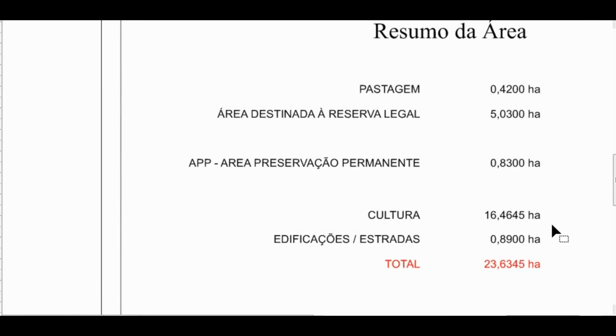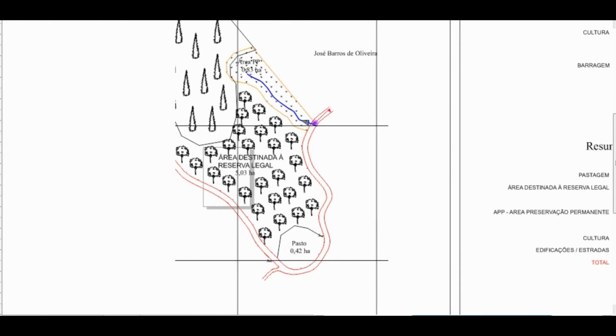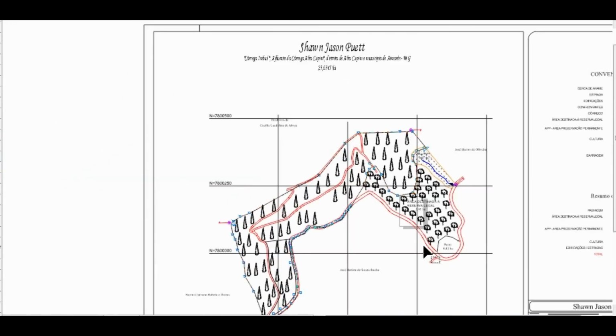So this is the cultured area, and these two together are our PPP areas of permanent protection. This is a pasture area, and so we have also roads that are destined to 0.89 hectares. And giving you an idea of the image of the plantation.